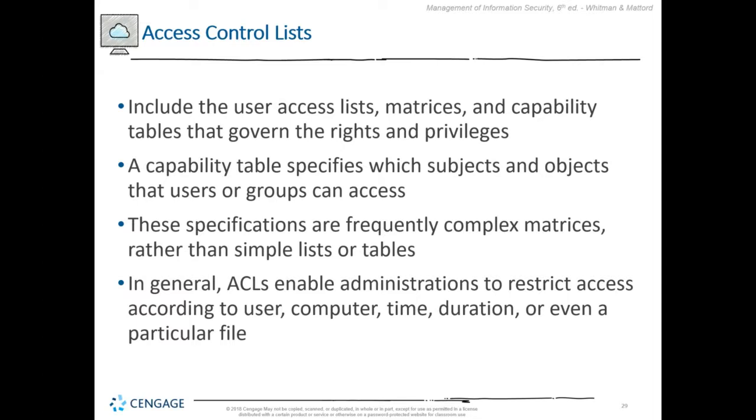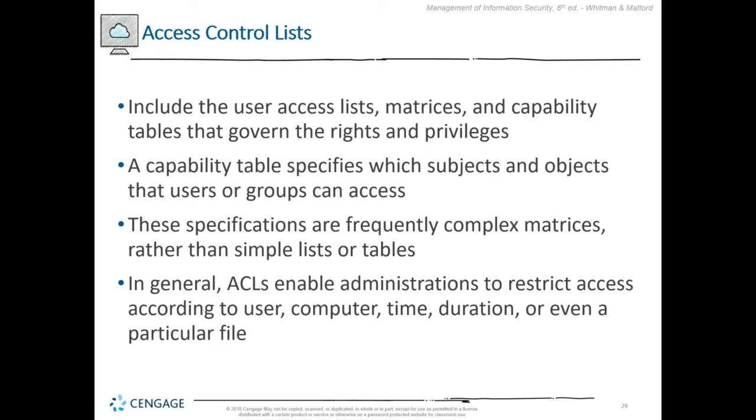A couple of things in access controls. This includes the user access list, the matrix, and the capability tables that govern the rights and the privileges. The capability table specifies which subjects and objects a user or group can access. These specifications are frequently a complex matrix rather than a simple list or table.